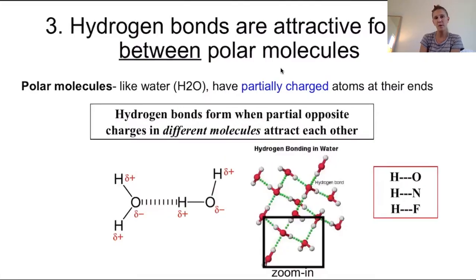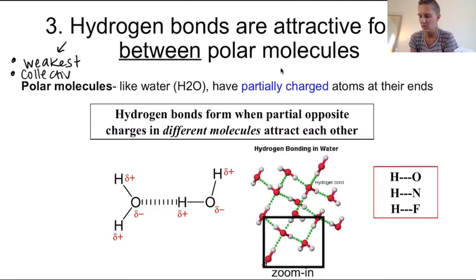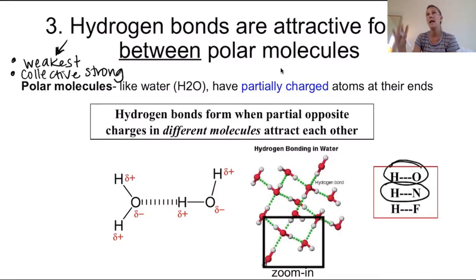All right, the last kind of bonding is hydrogen bonding. Hydrogen bonds are the weakest of the bonds. So they're very weak. However, they are collectively strong, right? So if you have a lot of them, it can be very strong. But one hydrogen bond, very weak, easy to pull apart. So hydrogen bonds are attractive forces between polar molecules. And in particular, what we're going to see is that it is between hydrogen and oxygen, hydrogen and nitrogen, and on very rare occasions, hydrogen and fluorine.